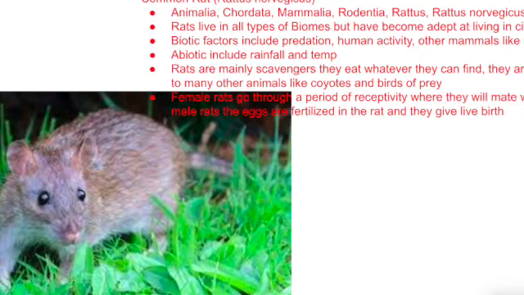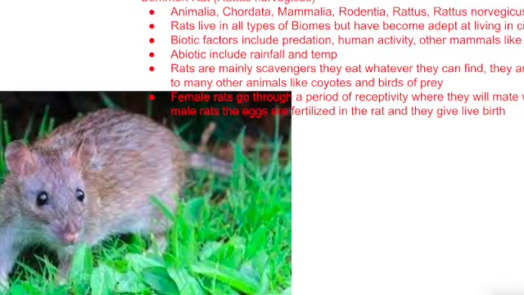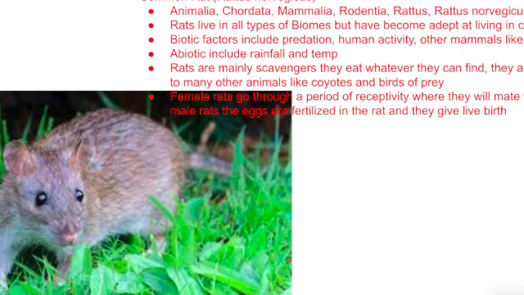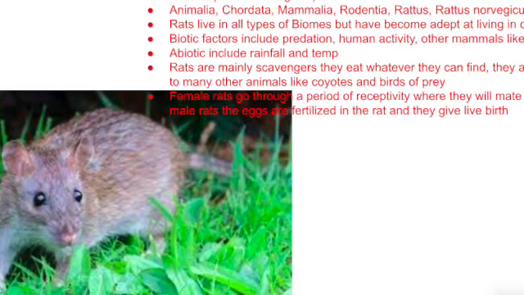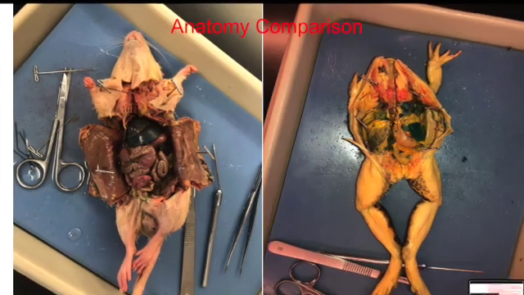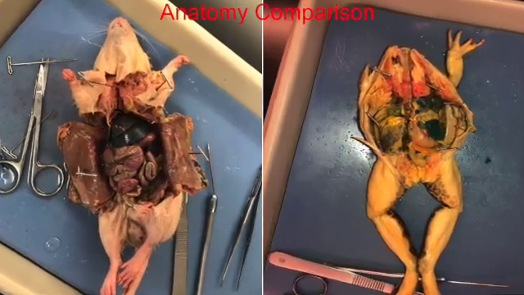Female rats go through a period of receptivity where they will mate with a male rat, and the eggs are fertilized in the rat and they will give live birth. Now we will begin the anatomy comparison.